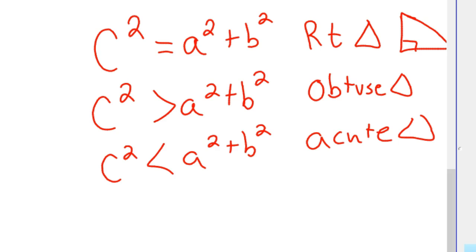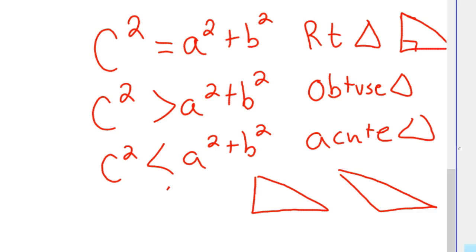And make sure you understand what right, obtuse, and acute mean. Right means this would be a right triangle. An obtuse triangle means you have one angle greater than 90 degrees. And an acute triangle means all the angles are less than 90, which I didn't draw so well there. So guaranteed that one is acute. All angles are less than 90.